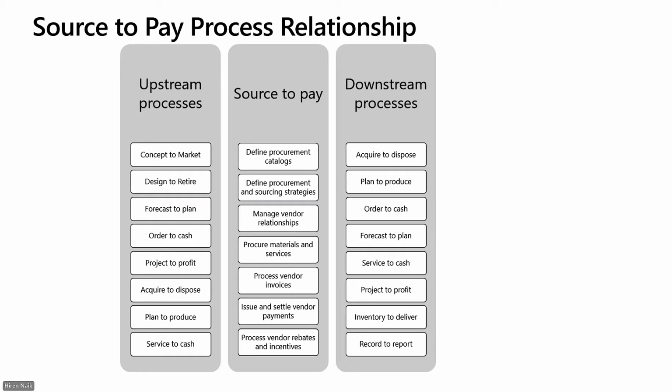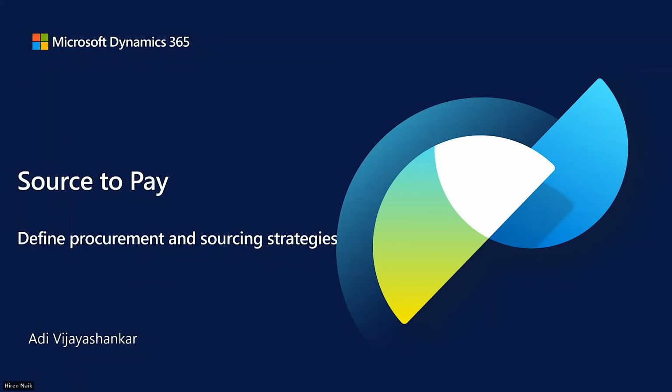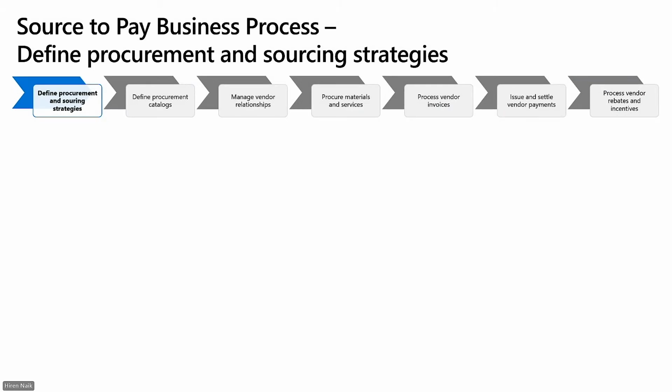Now let's talk about the first business process area in source to pay, define procurement and sourcing strategy. Defining procurement and sourcing strategy is a critical step at the beginning of implementation. This will continue to be refined over time as your business and operations change and evolve to support your organization's goals and objectives. Sourcing and procurement strategy are outlined for both materials and services that are needed within your organization.